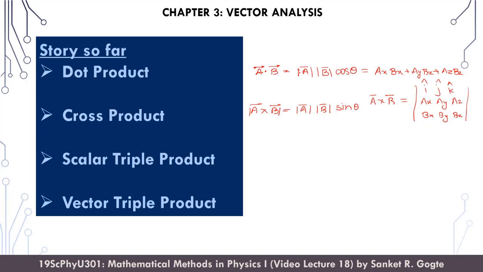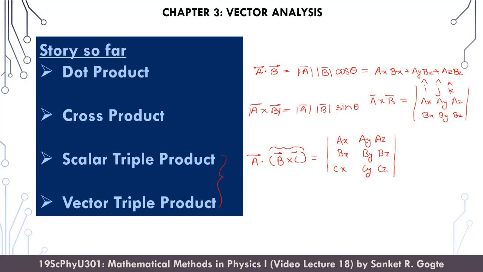As the name suggests, these two products now involve three vectors, and scalar triple product is defined like this: it is A dot B cross C. Now B cross C is a vector, and then we are taking dot product of a vector with vector A, and therefore naturally this is going to be a scalar quantity. This can be calculated with the determinant AX AY AZ, BX BY BZ and CX CY CZ.